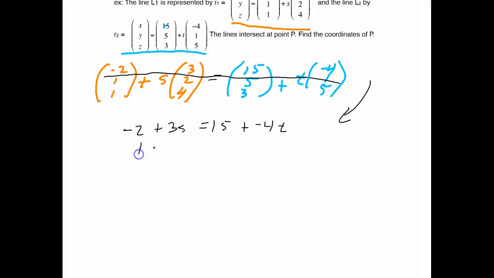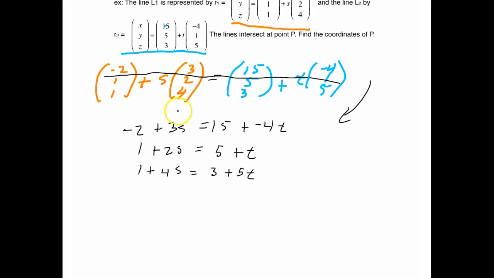The middle line: 1 plus 2s equals 5 plus t. And then the third line, 1 plus 4s equals 3 plus 5t. So now if you look at this, you have 3 equations, but only 2 unknowns, s and t.